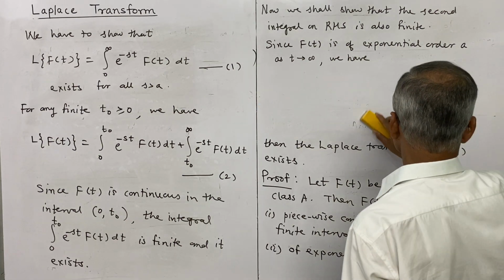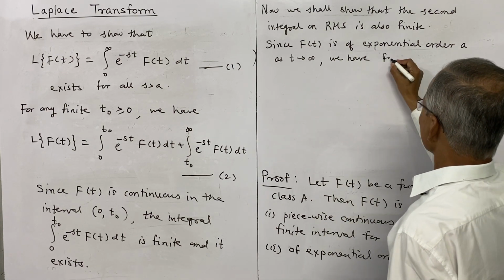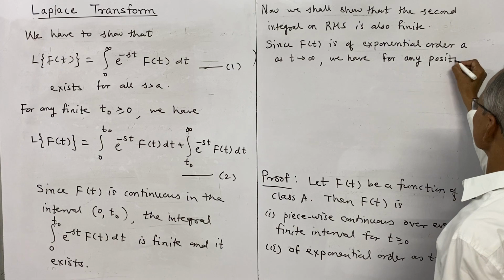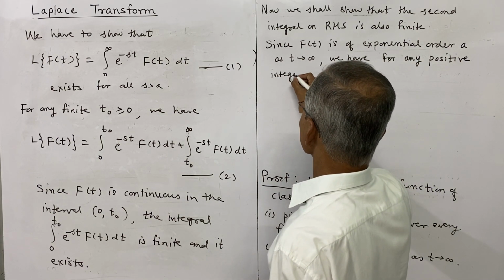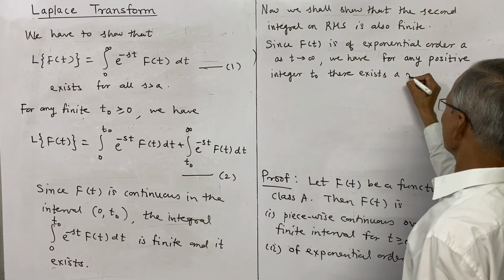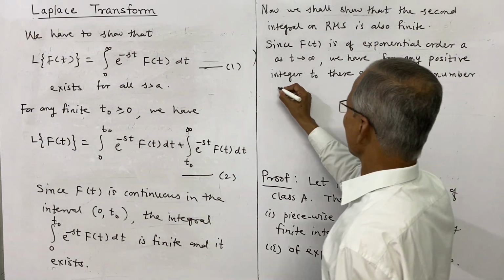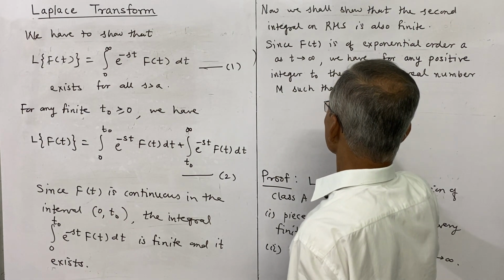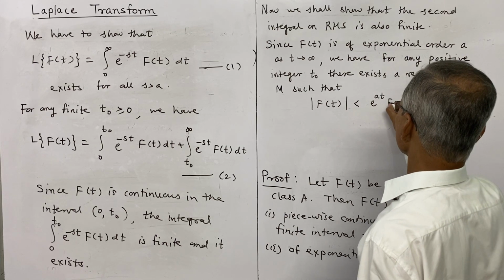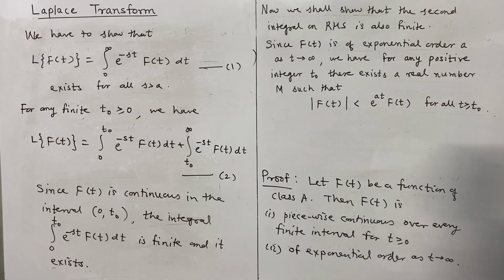So by the definition of a function of exponential order, which we have written earlier, that implies that for any positive number t naught, there exists a real number capital M such that the absolute value of f of t is strictly less than e power at into M, for all t greater than or equal to t naught.